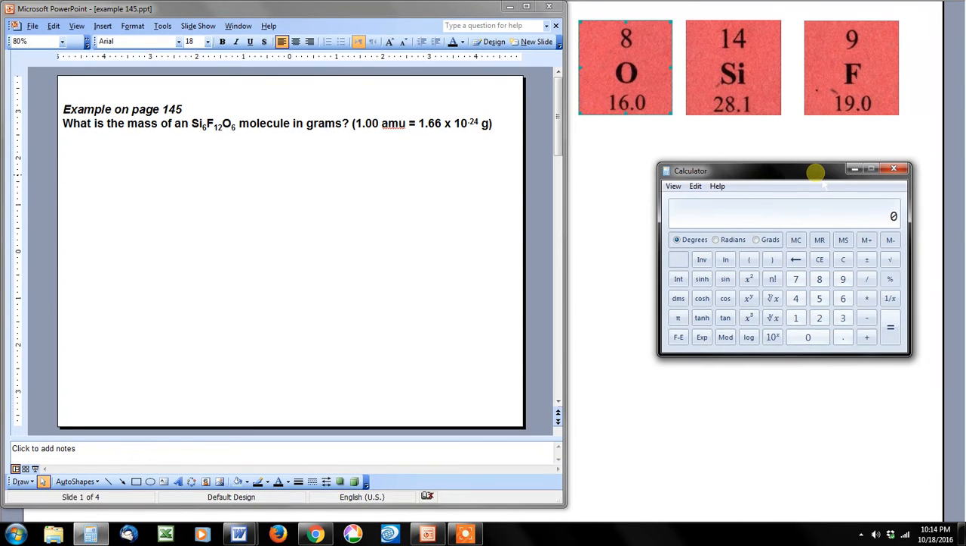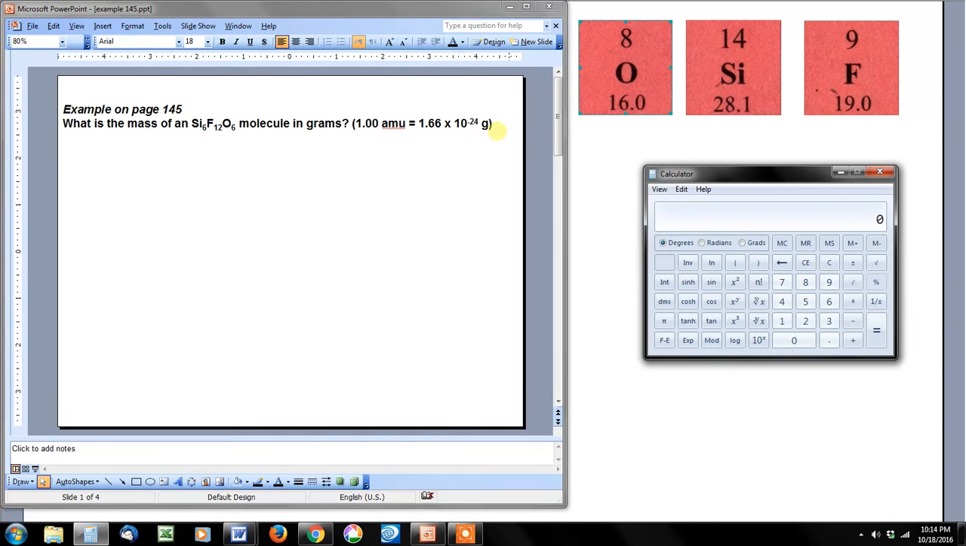So here we go. How would we do this? Well, the first step really doesn't involve any scientific notation. Remember, we've been given this conversion factor: 1.00 AMU equals 1.6 times 10 to the negative 24 grams. That's just a given. This is not a precise number, so this is going to be a limit to our significant figures, 3 significant figures there. We'll use that later. But the first step is we just have to figure out the molecular mass of this compound, silicon fluorine oxygen. I'm not even sure what it's called, but that's okay. So this is the formula.